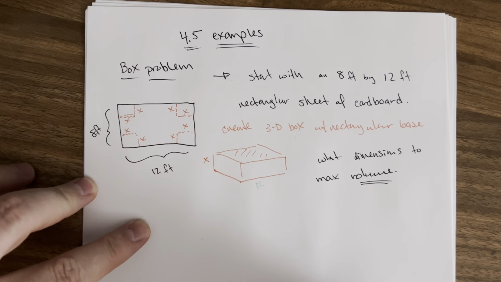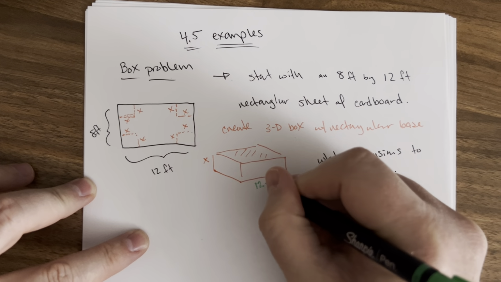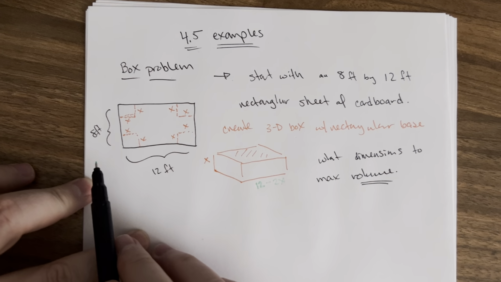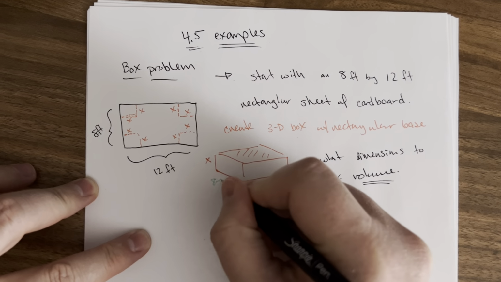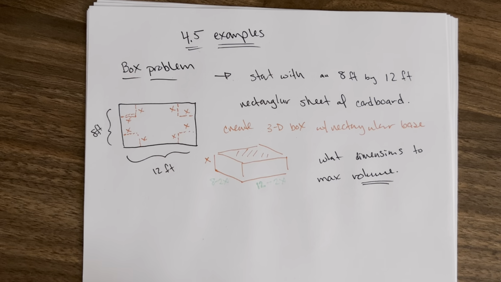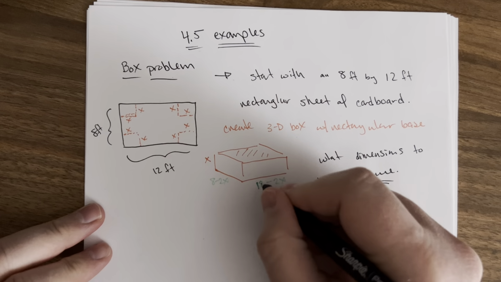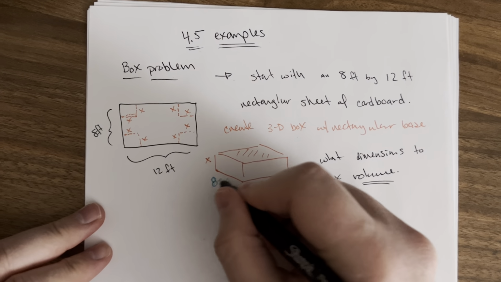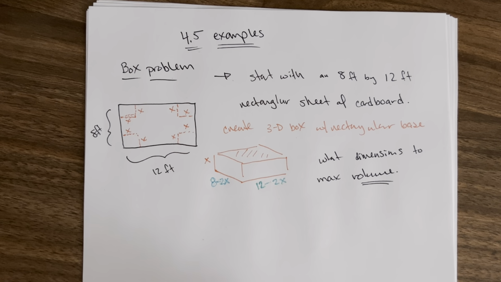12. This is kind of light. I hope this is showing up okay. This is 12 minus two x's, right? x and x. And then the other dimension will be 8 minus 2x as well. That's a little light. I'm just going to shift to a different marker for next time. Maybe I'll write over it. So that's 12 minus 2x, our width. 8 minus 2x becomes our length.